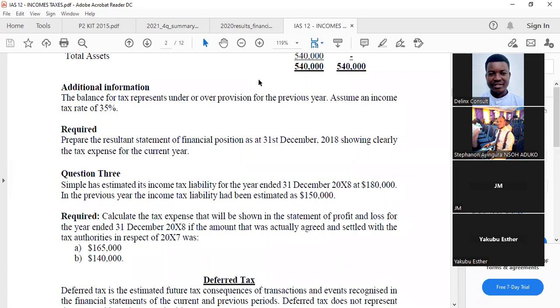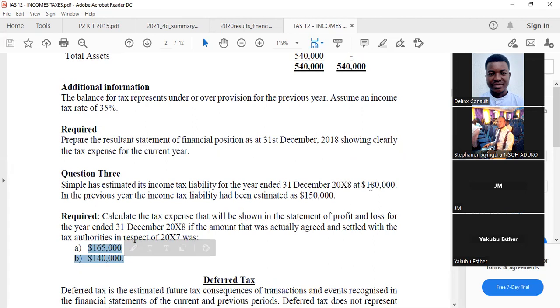In the previous year, the income tax liability had been estimated as what? 150. The previous year is which year? 20x7. Okay. Calculate the tax expense that will be shown in the statement of profit or loss for the year ended 31 December 2008, if the amount that was actually agreed and settled with the tax authority in respect of 20x7 was 165 and 140. So based on your estimate, which is 150, these are the amounts that you have paid.